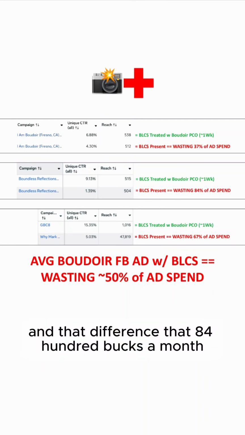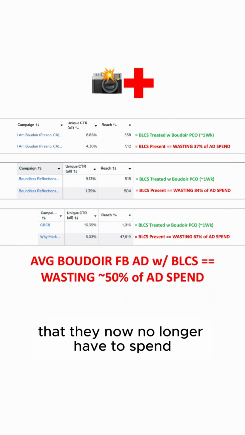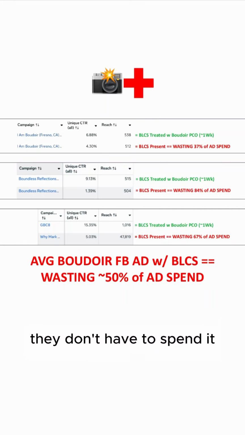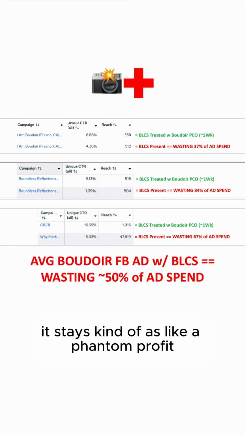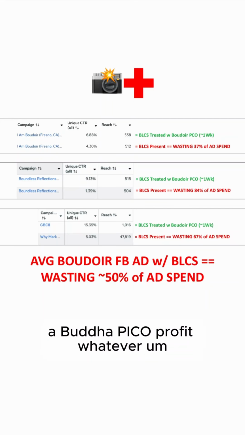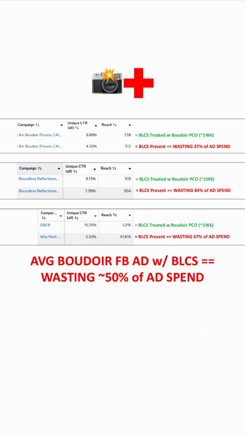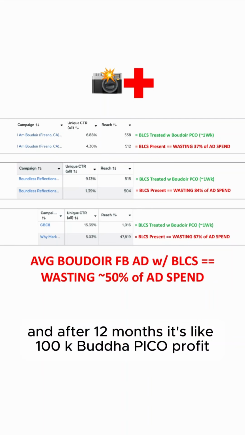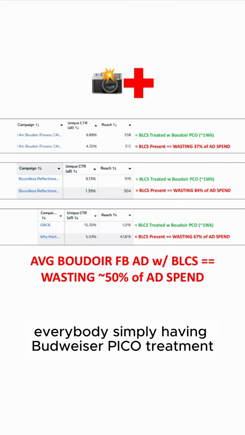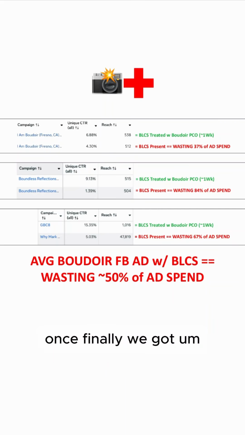And that difference, that $8,400 a month that they no longer have to spend, they pocket it every single month. It stays kind of like a phantom profit, a Boudoir Pico profit, whatever. And after 12 months, it's like 100K Boudoir Pico profit, literally by simply having Boudoir Pico treatment once.